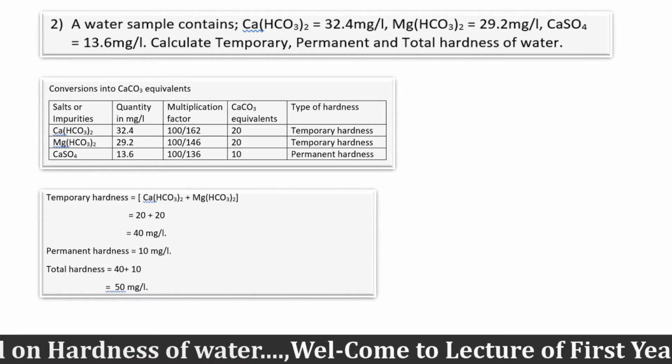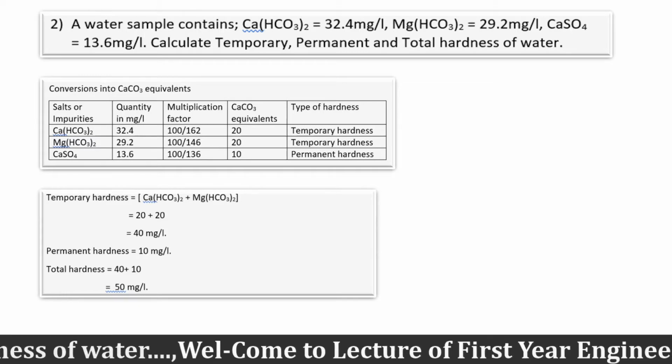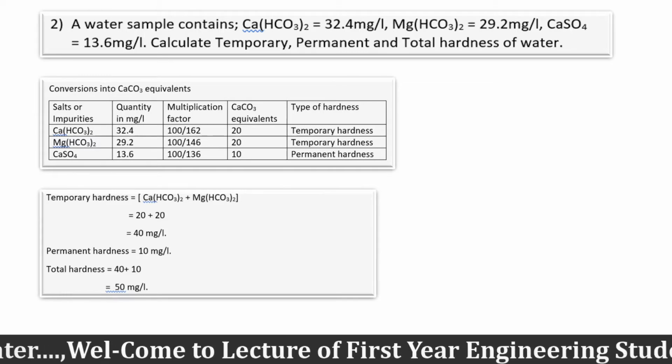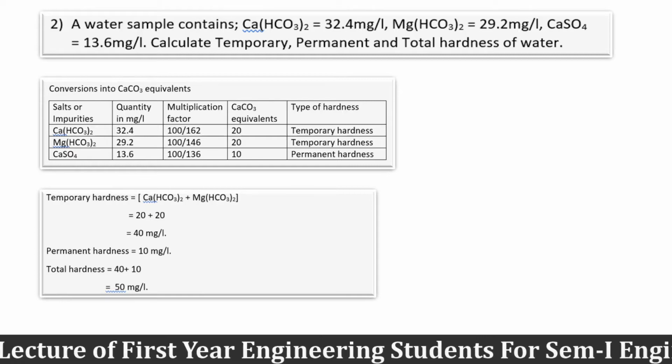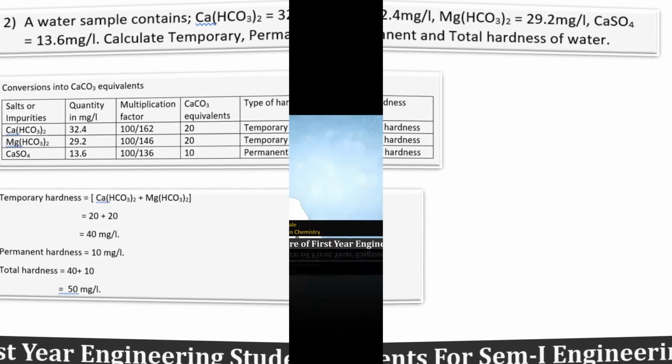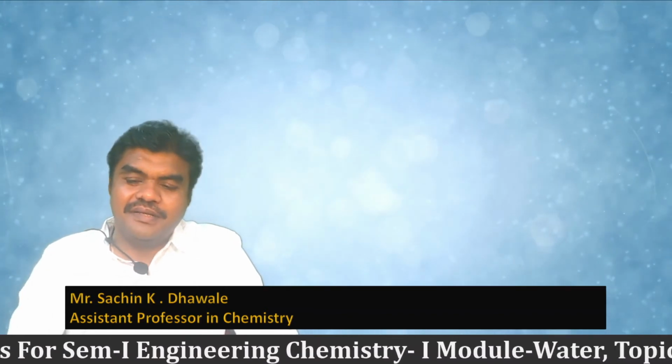In that way, we calculate the temporary or permanent hardness of the provided water sample which contains different salts. So by considering those two numericals, we can easily solve any type of numerical based on the hardness of water by using a multiplication factor.